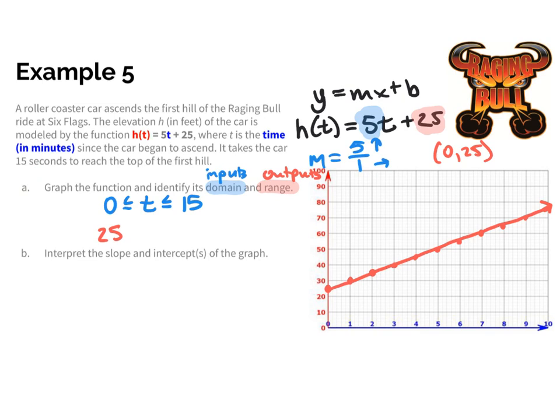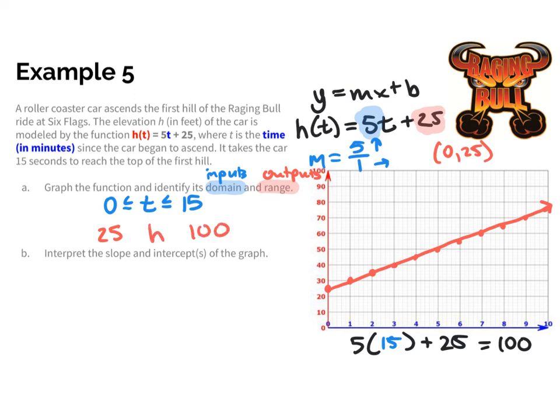So what I would need to do in this case, in order to find that maximum range value, is I'd have to plug 15 seconds into my function where t is. I'm going to take that as an input and figure out the output. I'll show that here below. So if I do 5 times my time value of 15 seconds, and then plus 25, that's going to give me my output, which in this case would be 100, and that's going to represent 100 feet. So that means my minimum value is 25. The maximum value in terms of my height is 100.